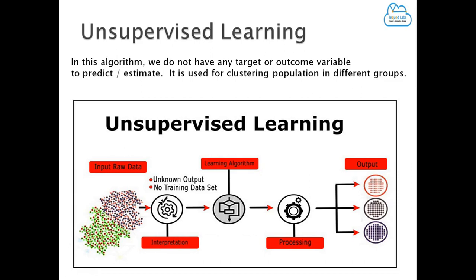There is no classification that is told earlier. Out of its own comparison between different data, it is able to make different classifications. So that is the example of unsupervised learning.